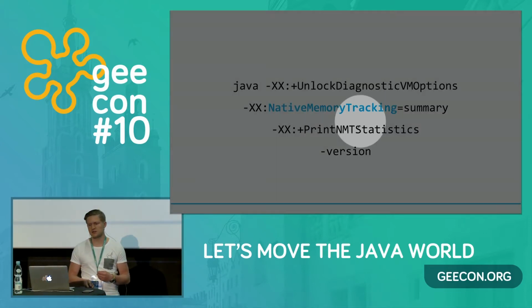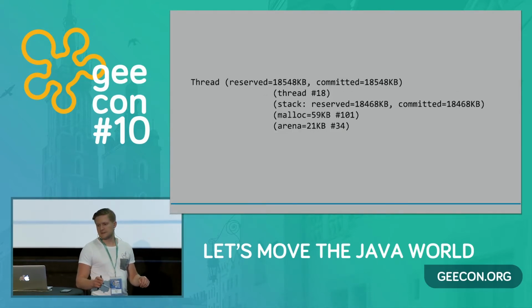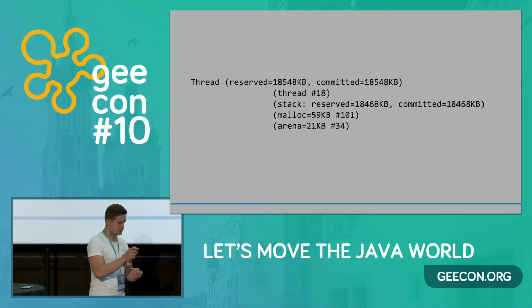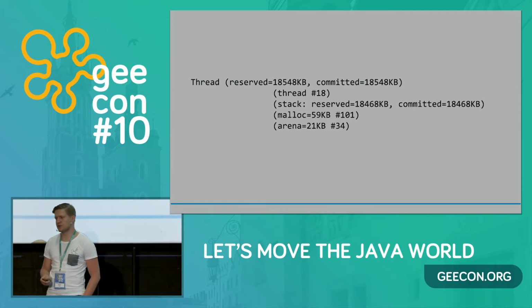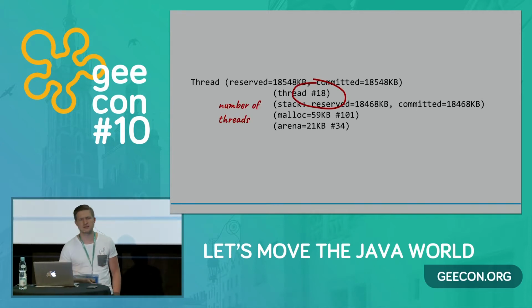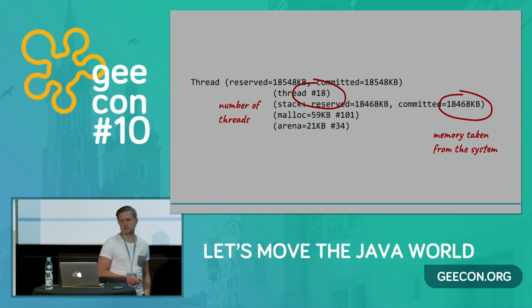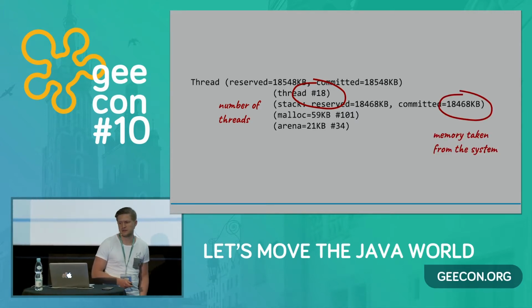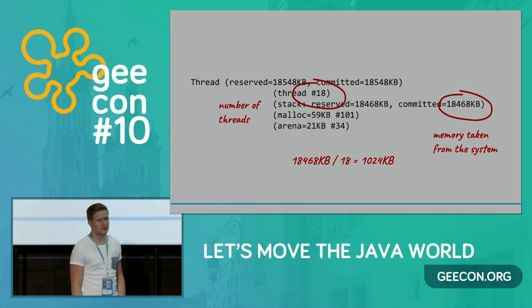Okay, and this command here prints the Java version, nothing more, only the JVM version. This is the output, well, at least some of it. And what we can see is that to print the Java version, which is a bit sad, we spawned 18 threads. So this is the number of threads spawned. And we actually took 18 megabytes of memory from the system. So very simple mathematics.